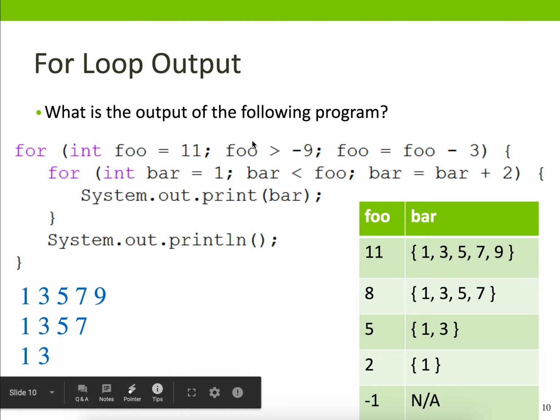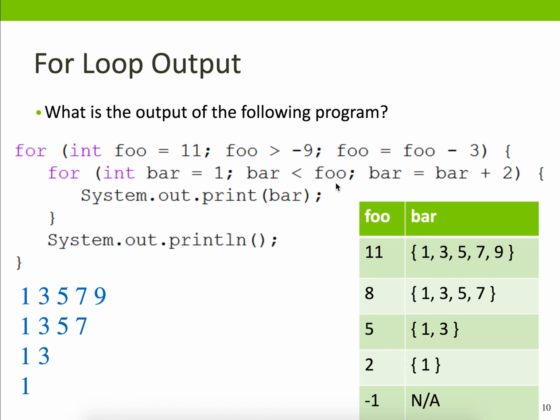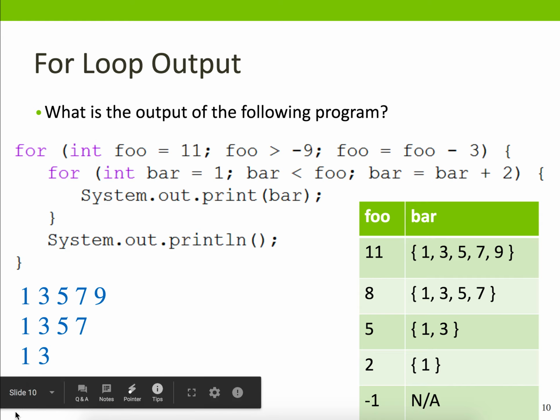Then I would go again, right? This outer loop is going to keep going. It's going to go to -1, to -4, and to -7. But notice that when I get to -1, I'm going to start at 1, and 1 is not less than -1. So it's going to skip this loop, and this loop, and the next loop. So there are empty print lines at the bottom of this. So that's how we would step through a nested for loop.